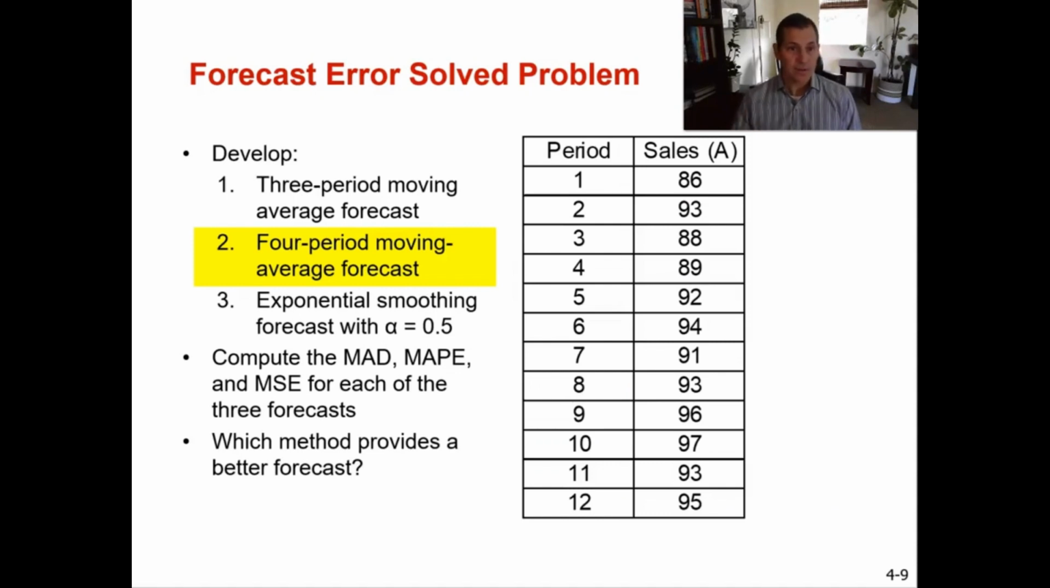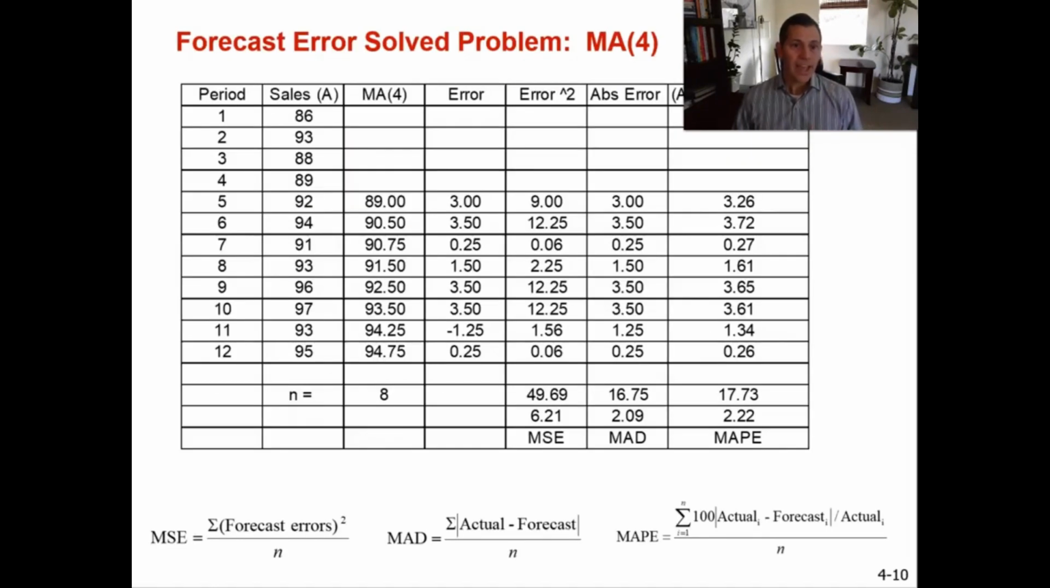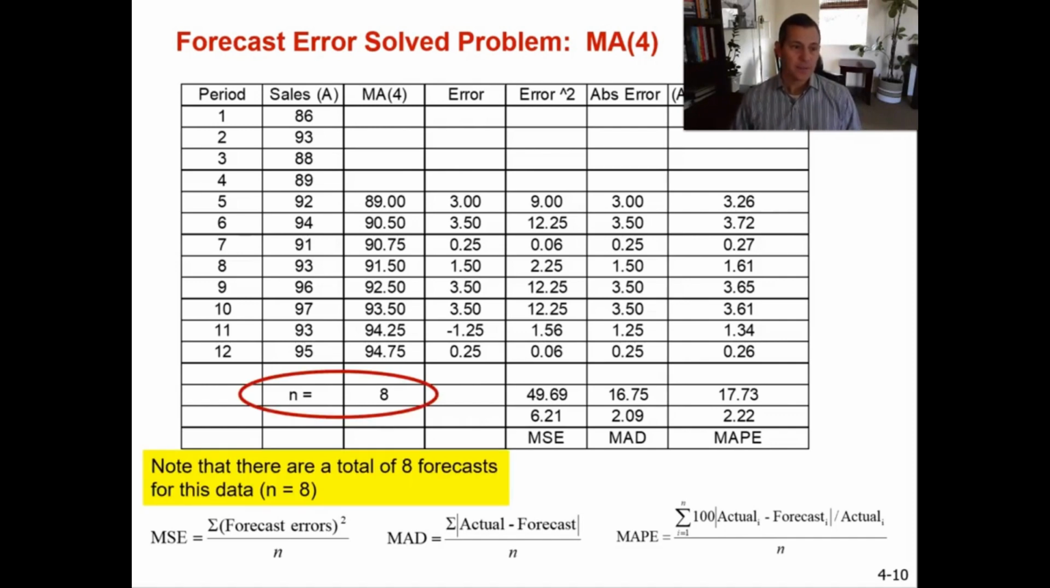I'm going to go a little faster on this one because the math is all exactly the same for the mean squared error, the mean absolute deviation, and the mean absolute percentage error. Everything we just did for the 3-period moving average, nothing changes with one exception. And that exception is that in this instance, our n is now 8.